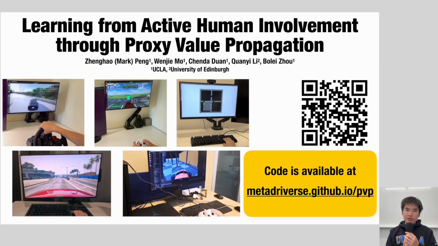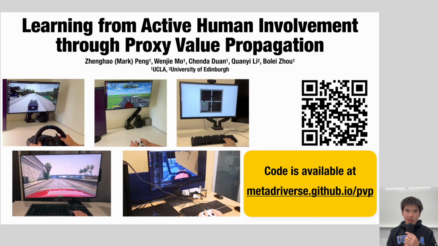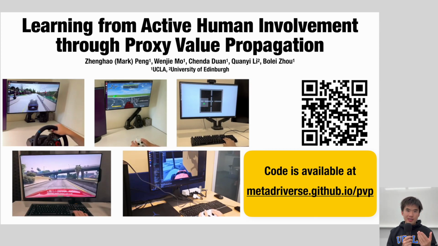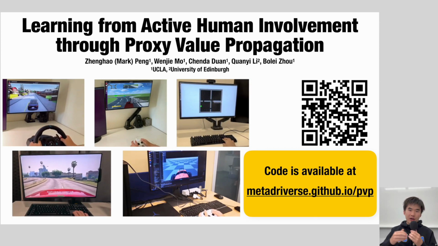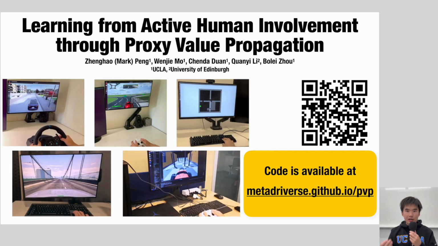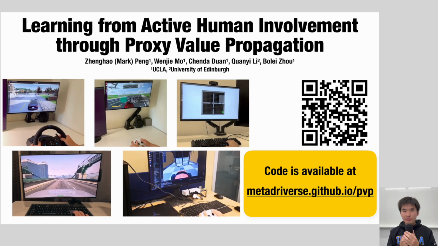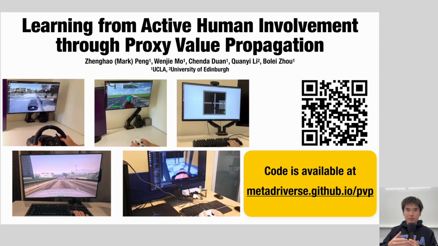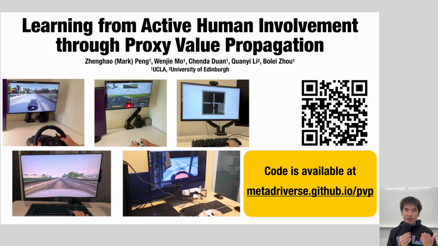This work introduced Proxy Value Propagation (PVP) as an efficient human-in-the-loop policy learning algorithm. We can achieve higher agent performance, almost zero training time safety violations, and very good test time safety performance, and our method is more human-friendly compared to other human-in-the-loop methods.